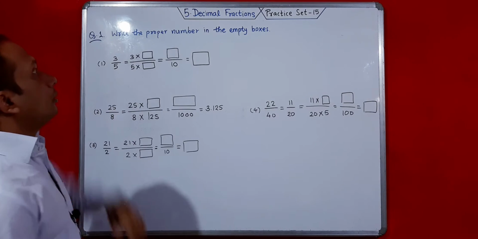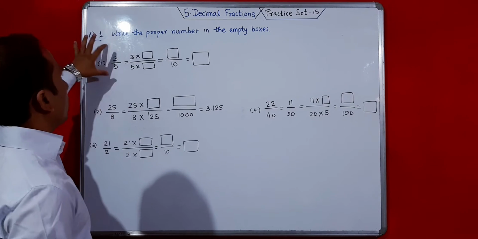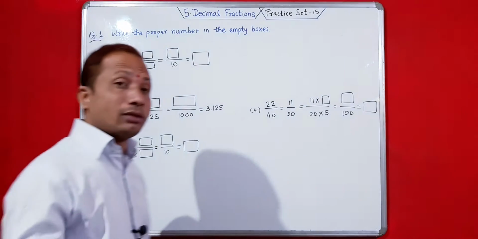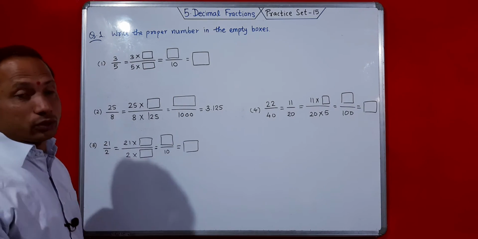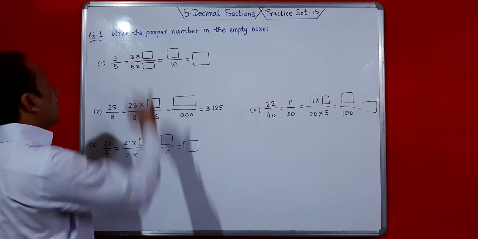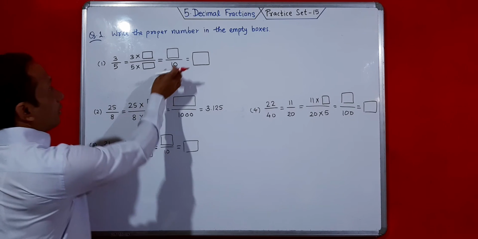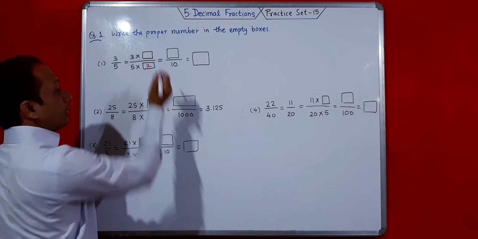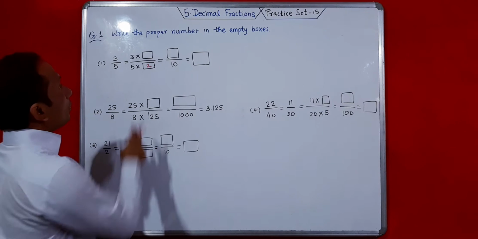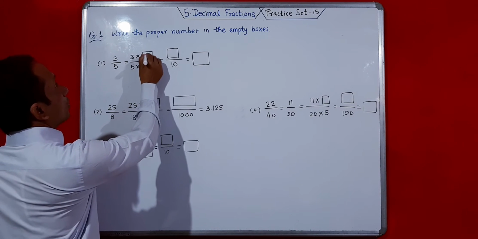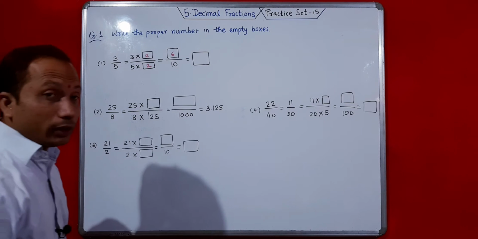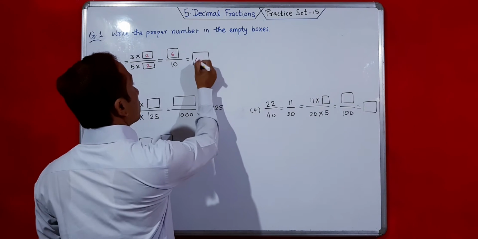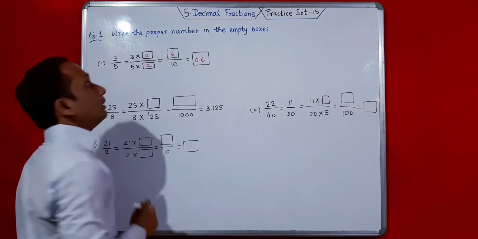Write the proper number in the empty boxes. You have to write the proper numbers inside the empty boxes. So I have 3/5 first. It is one of the fractions. I want 10, so I will multiply 5 by 2 to get 10. 3 also multiplied by the same number, I will get 6. So if I divide 6 by 10, I will get 0.6. This is the decimal fraction.